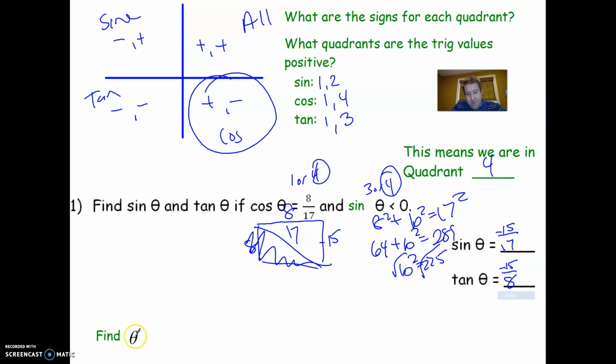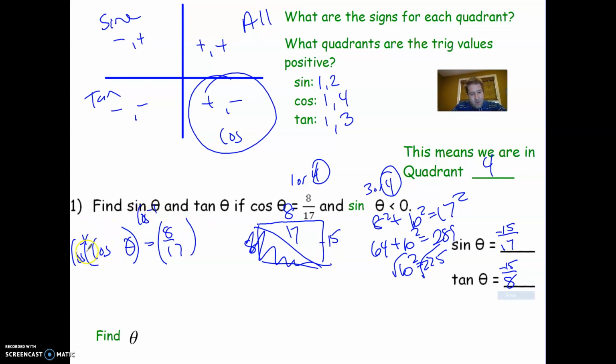Now, how do I find theta? Well, honestly, I can use any one of the ratios that I want. I'm going to use the cosine one since it's already positive. And I'm going to do inverse cosine of that. But if I have to do that, I have to do inverse cosine of this.